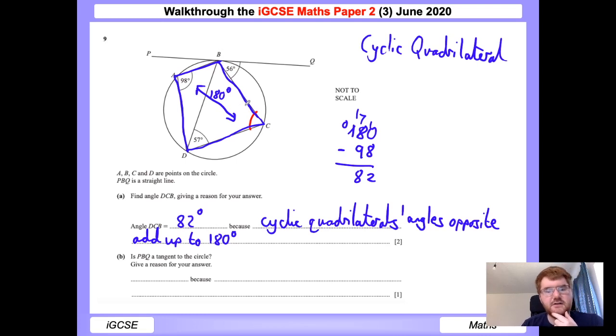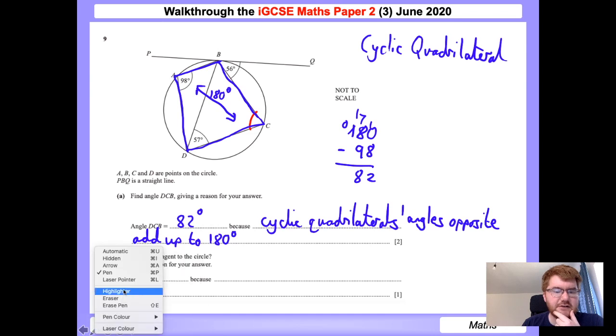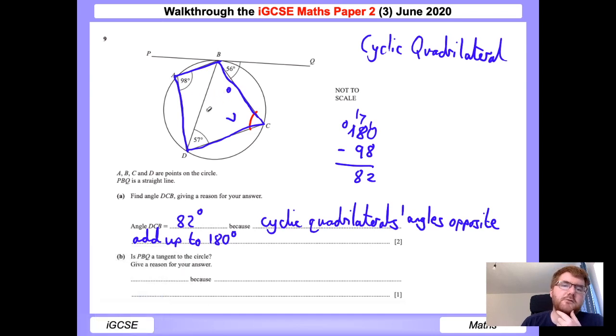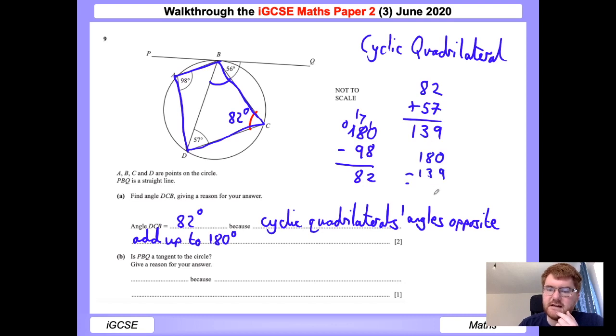The next question is kind of interesting. So is PBQ a tangent to the circle? Now I know what the mark scheme wants you to do, but I would approach this in a different way, which is fine, yeah? We can do or equivalent. If this is 82 degrees, then we can work out this angle by doing angles in a triangle. So 82 plus 57 is, okay, we just add together, so 9 and 139. We take that away from 180, so we just go through the process and hopefully we agree that it's going to be 41 degrees.